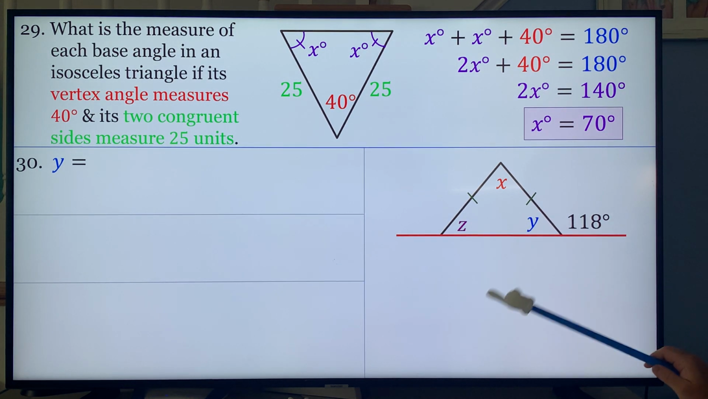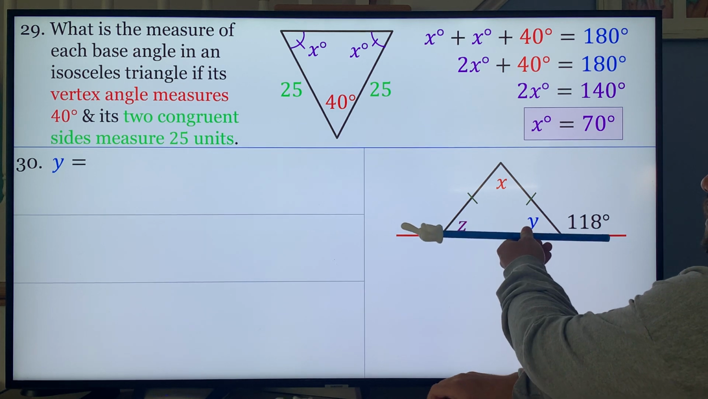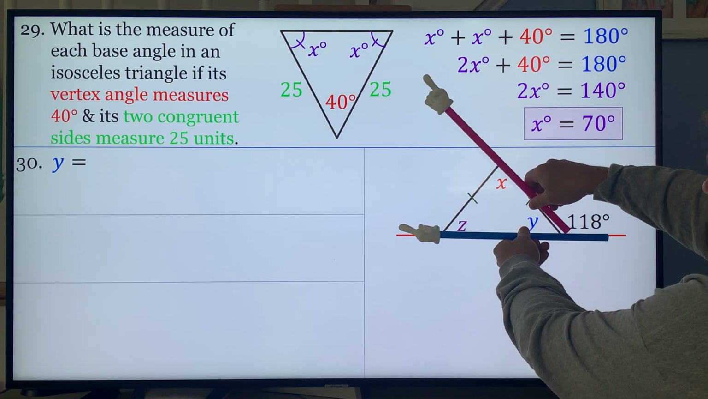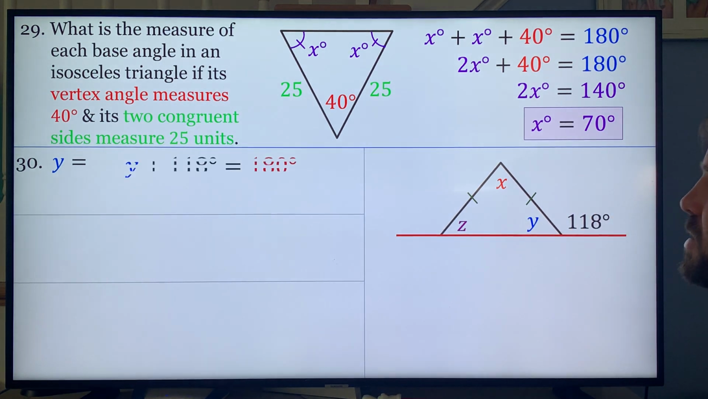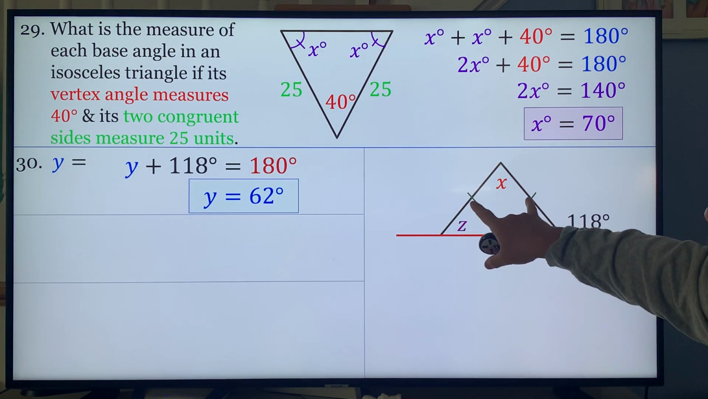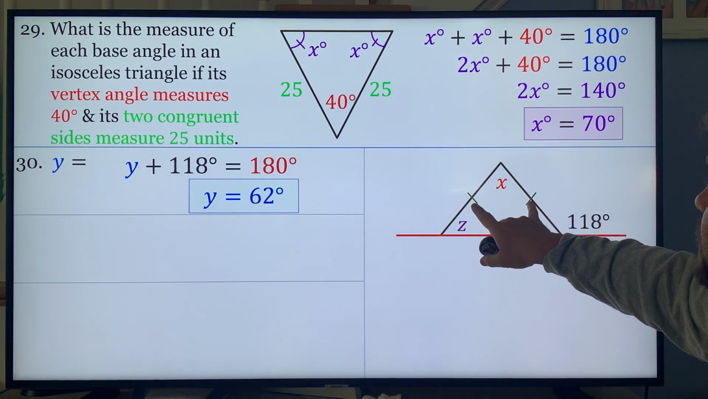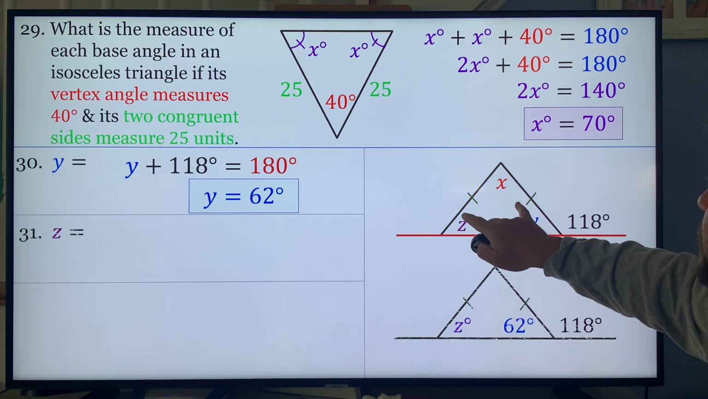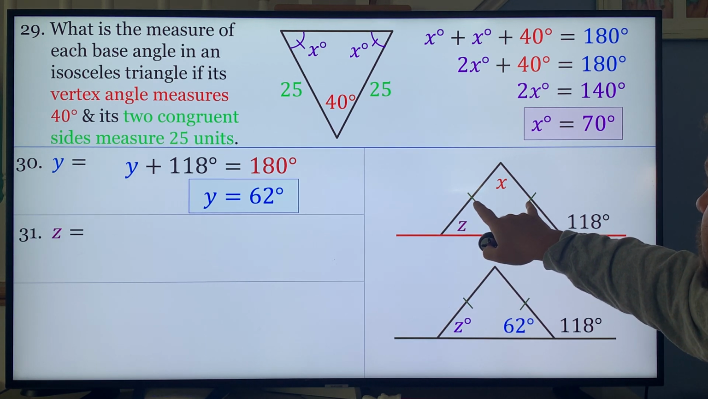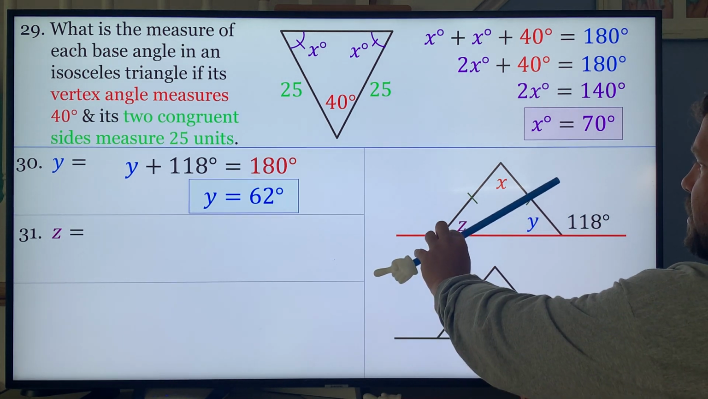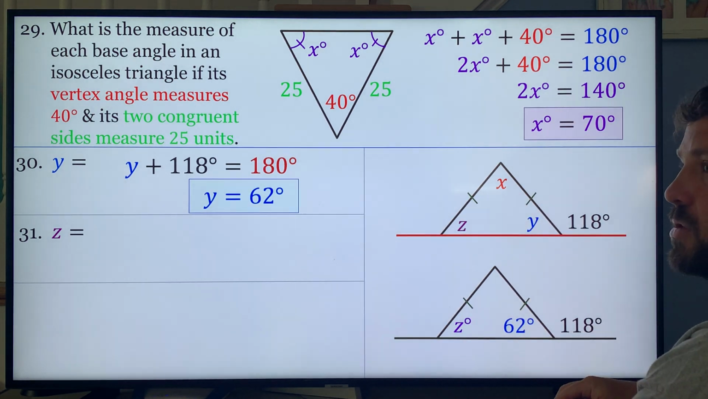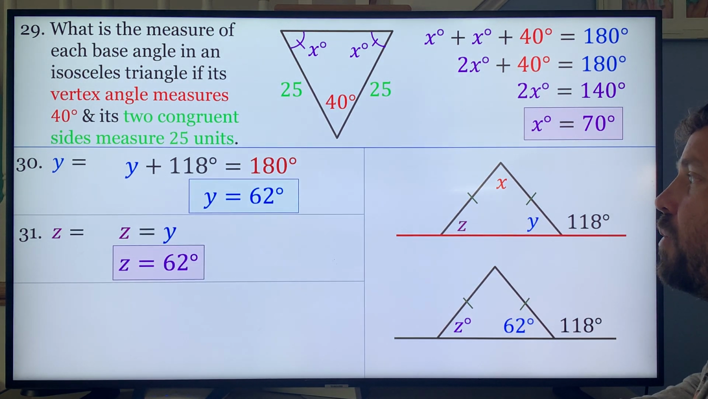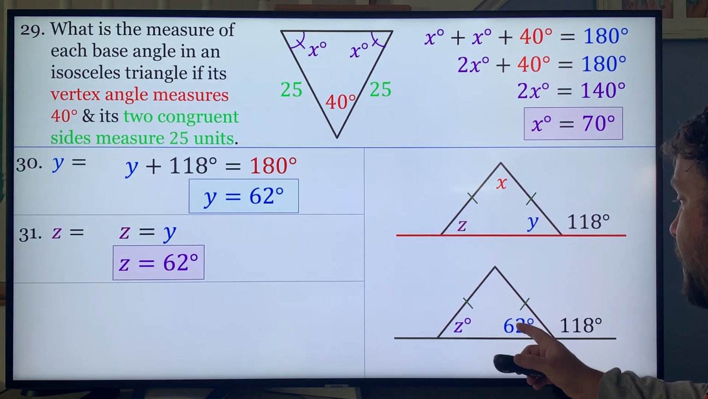For the next problem, what is Y right here? Well, you have a straight line, and you have a line that comes up. So Y and 118 are, yep, you said it, a linear pair. So they are supplementary. 180 minus 118 is 62 degrees. Now, these two symbols here, congruent symbols, mean they are equal. So if we're trying to find Z, the angles across from the congruent sides are congruent. So Z is congruent to the angle across from here, which is Y. So Z is congruent to Y. Y is 62, so Z is 62. So now we got 62 here.